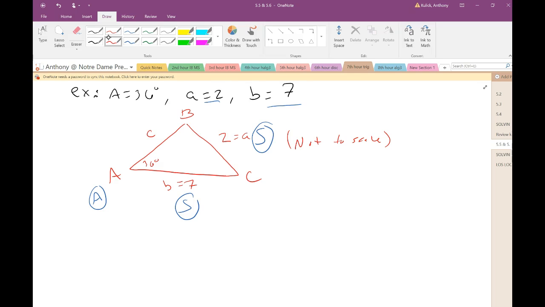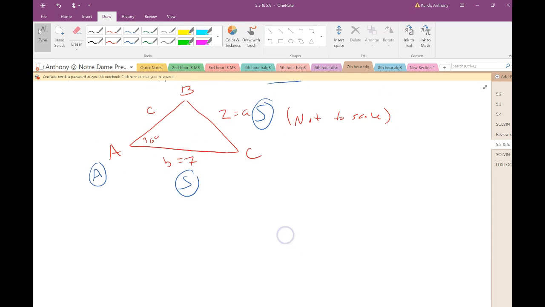That's okay. So we'll start by using the law of sines. So we can say sine of angle A over side A is equal to sine of angle B over side B.